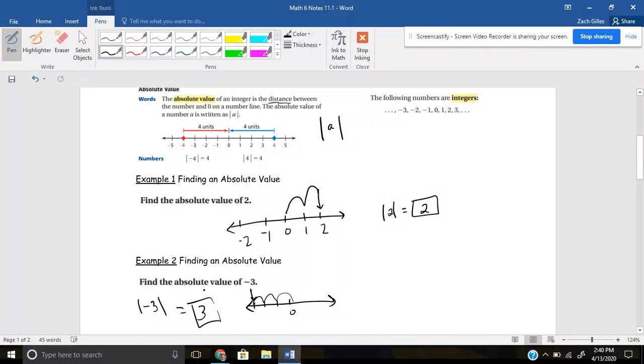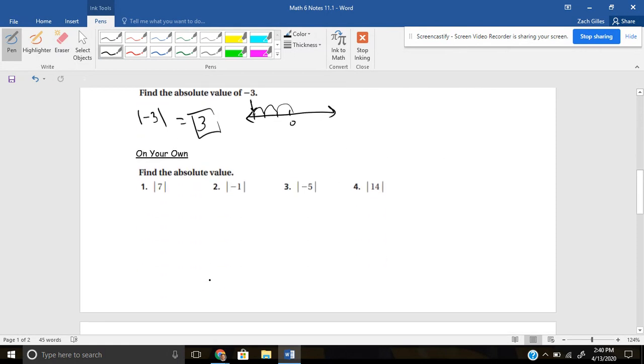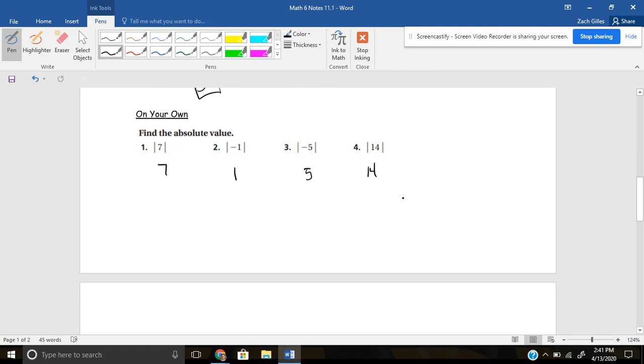Okay. Why don't you go ahead and pause the video next for these 4 on your own absolute value problems. All right, 7 is 7 away from 0. -1 is 1 away from 0. -5 is 5 away from 0. And 14 is 14 away from 0. If you have more questions, please let me know.